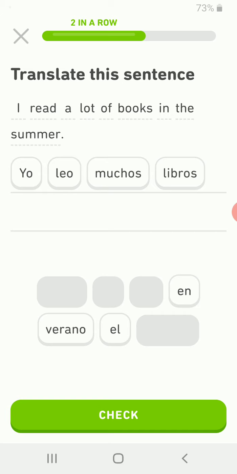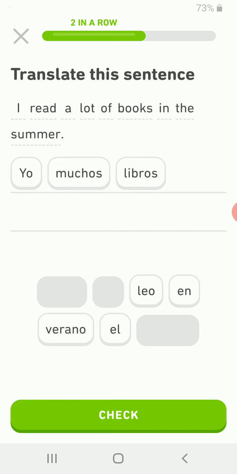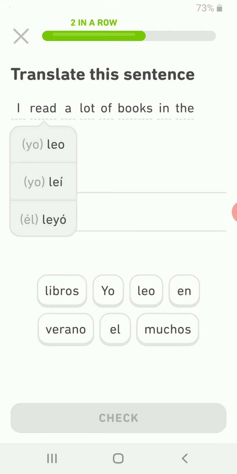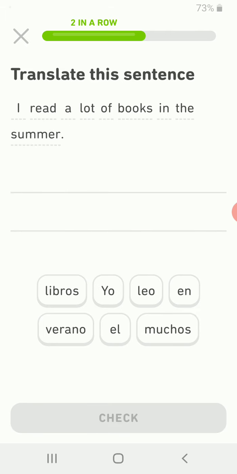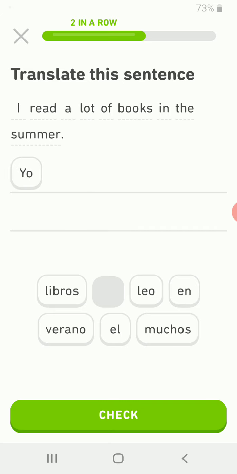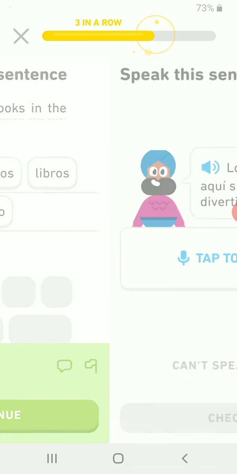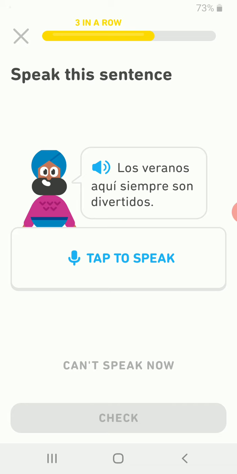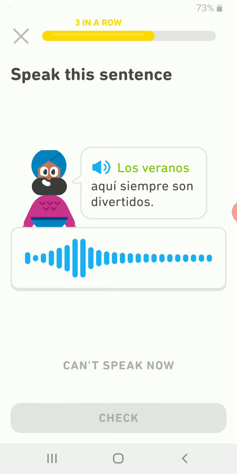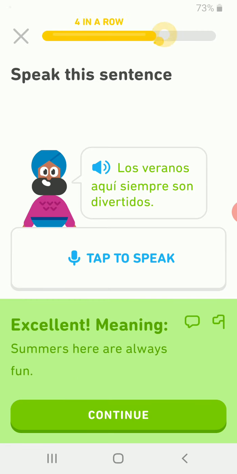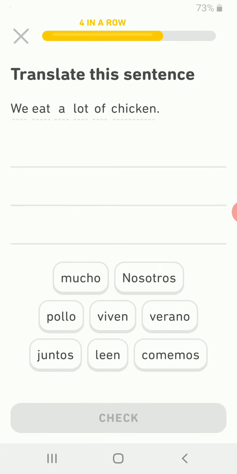So yo leo, but leo is, let's see. Leo is I read. So I read is Lea, I think. So then yo leo muchos libros en el verano. Los veranos aquí siempre son divertidos. I have to say this sentence. So, los veranos aquí siempre son divertidos. Summers here are always fun.